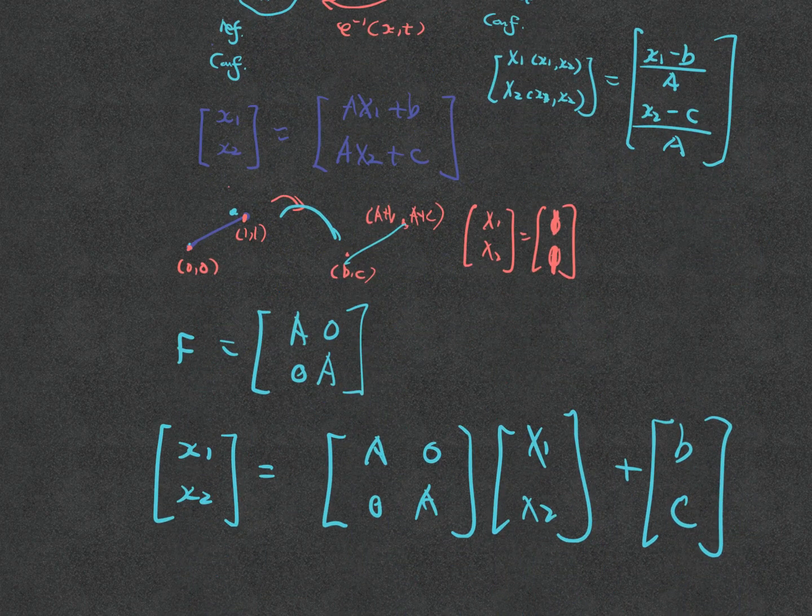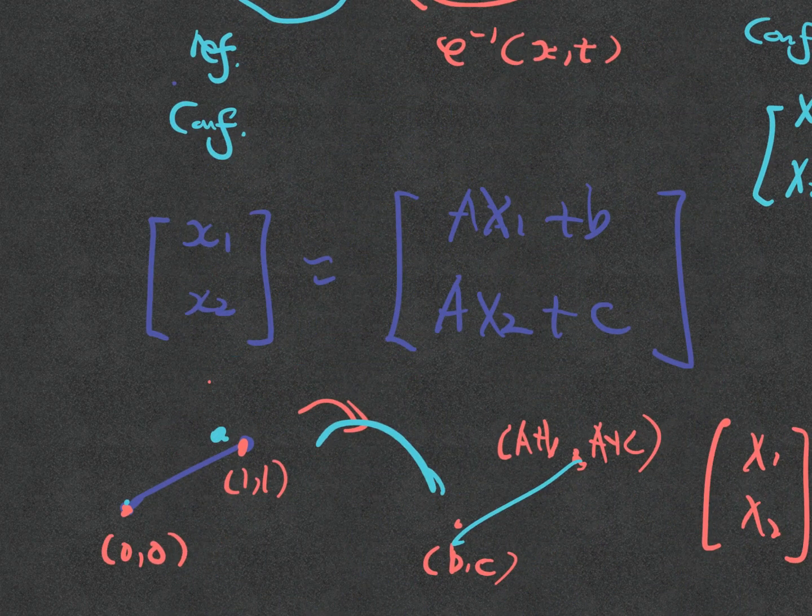Okay, so this gives you an example. Now I will motivate another example. If I have that mapping, what is the velocity here?